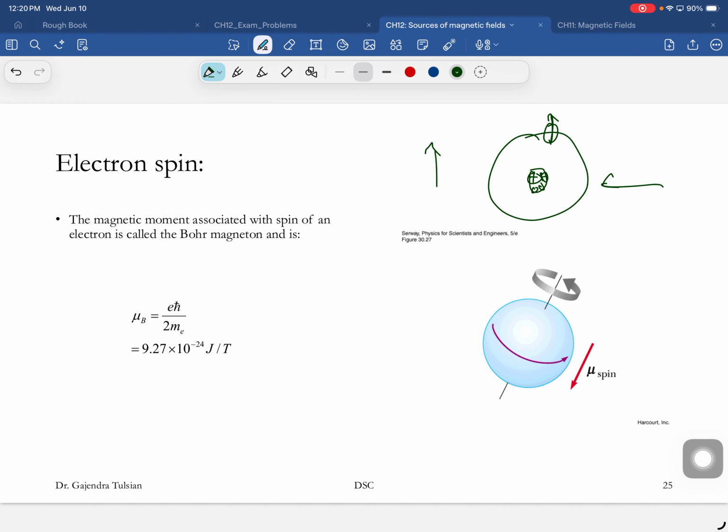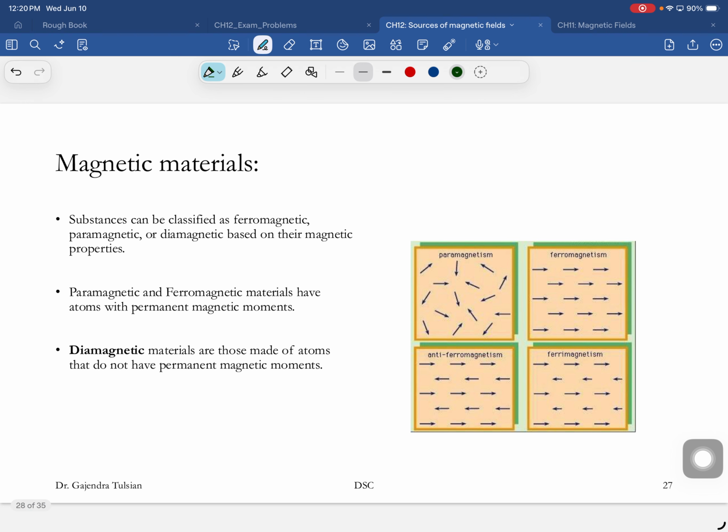And it has two electrons, and the spins are in the opposite direction. Okay, so they cancel each other. All right. So you see that atoms, because there's moving charges in atoms, they have magnetic moments to them.